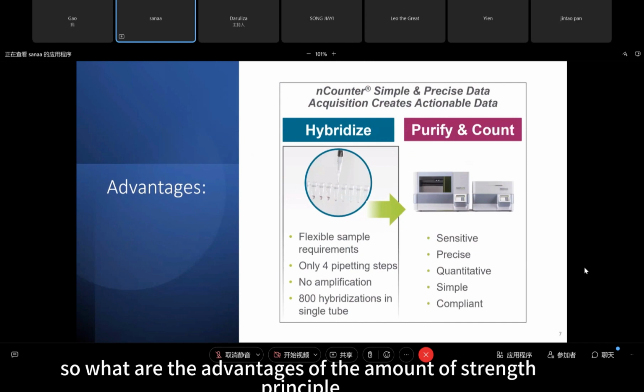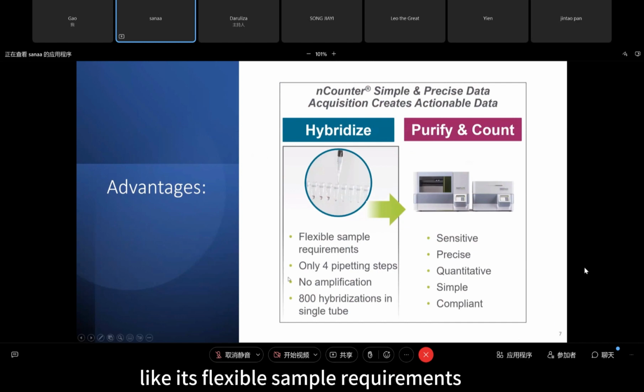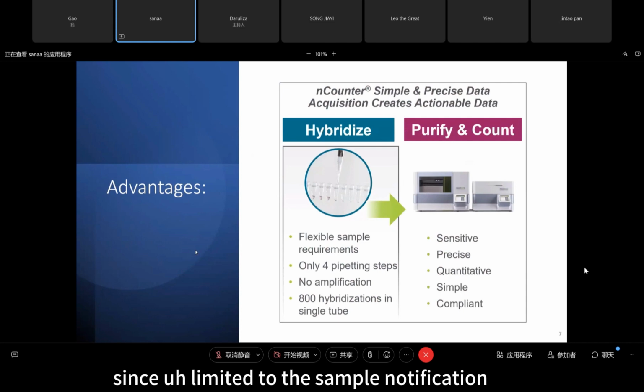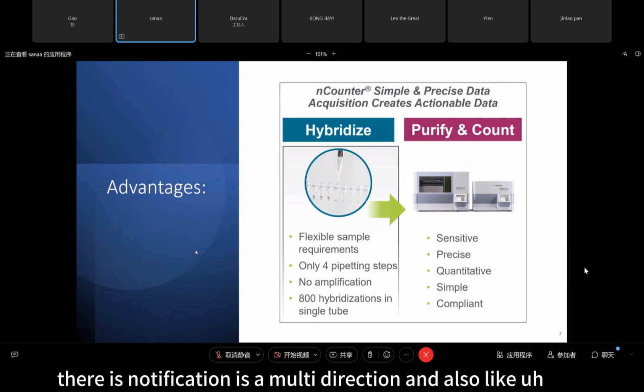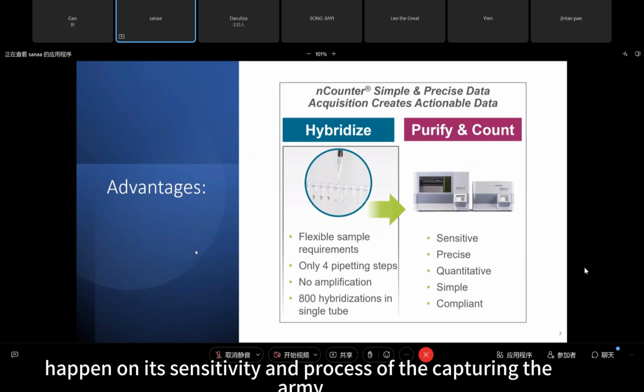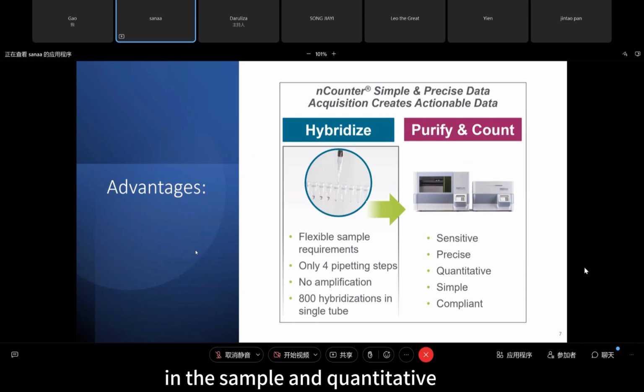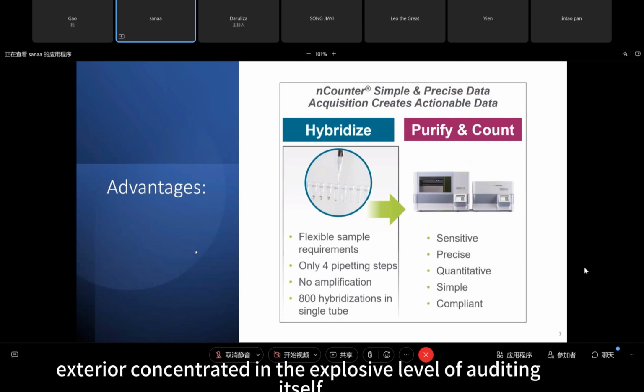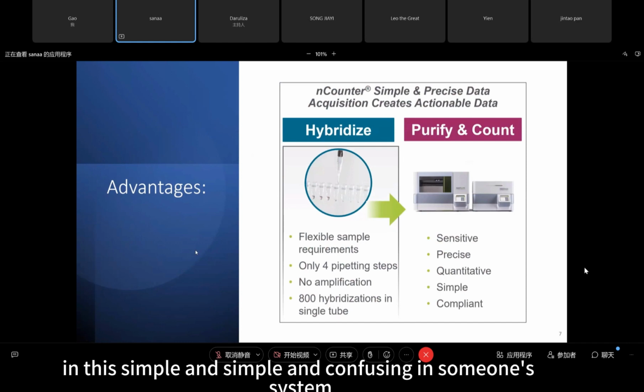So what are the advantages of nanostring? First of all, it has flexible sample requirements, with no need for a lot of sample, and there are only 4 pipetting steps, which avoids contamination of the sample. There is no amplification, no enzymatic reaction, and 8,000 hybridizations happen in a single tube. It is sensitive and precise in capturing the RNA in the sample, and quantitative: it gives a real quantitative expression level of the RNA in the cell, in the sample. It is also simple and complementary inside one system.